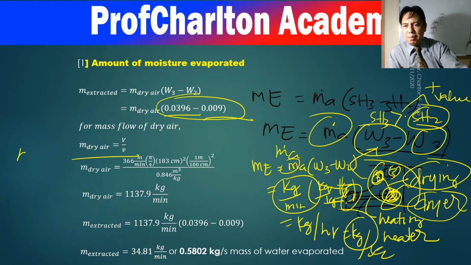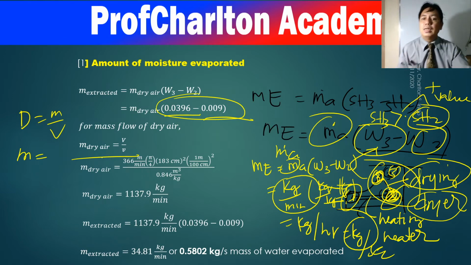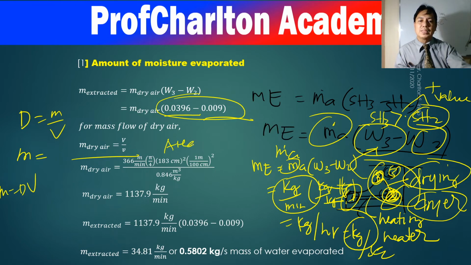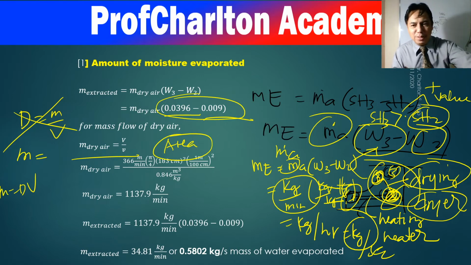So mass, by elementary definition, what is it? Density is mass over volume. If you want the mass, it is density times volume. But I think what we're talking about here has to do with the area. So this maybe is not the appropriate formula. The formula is from fluid mechanics, which is Q equals AV.